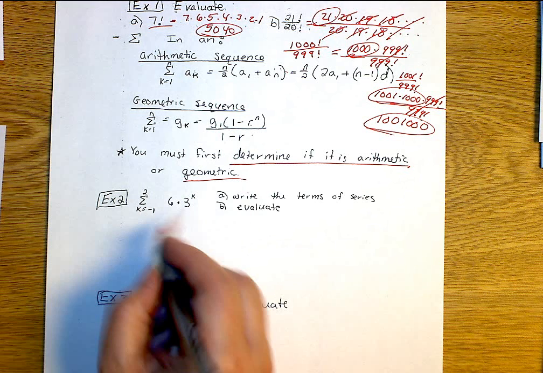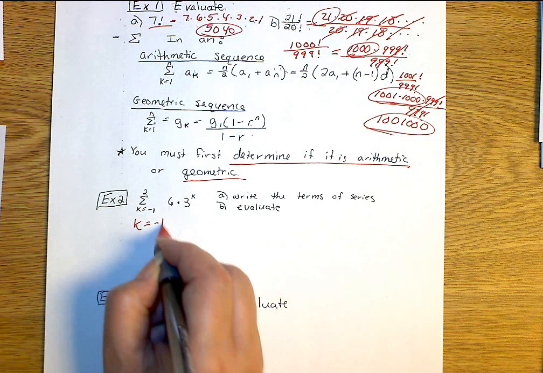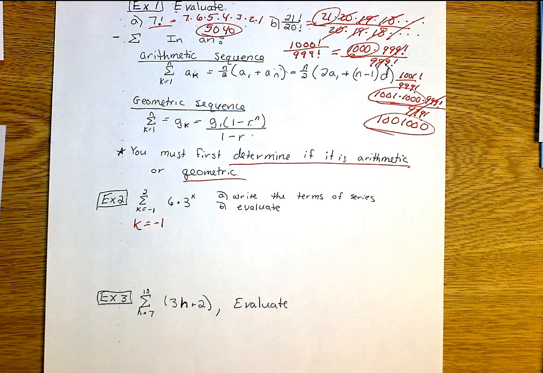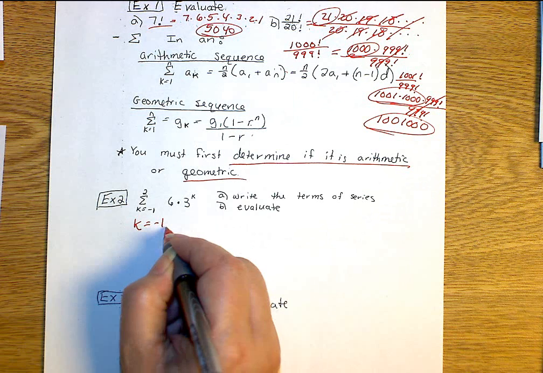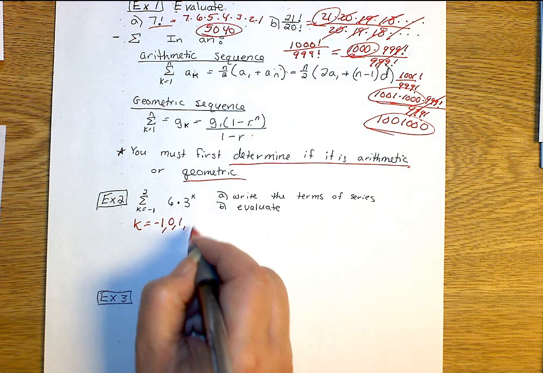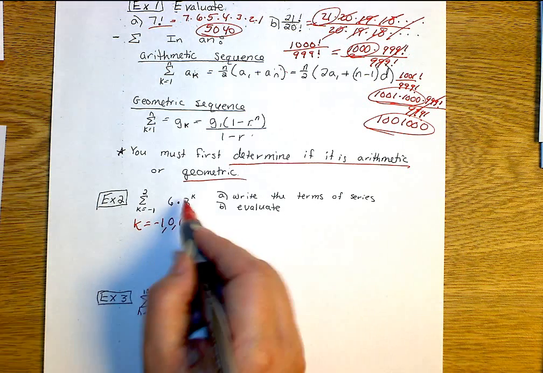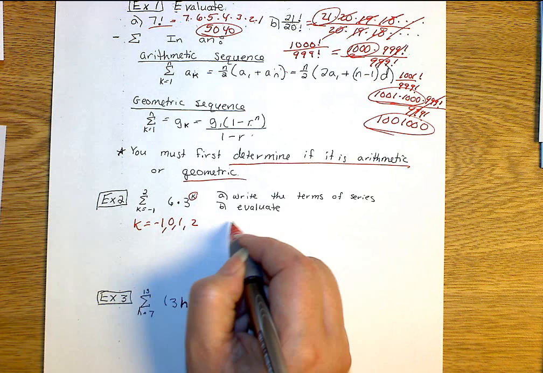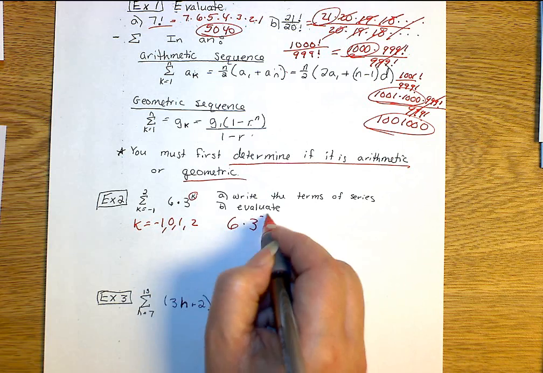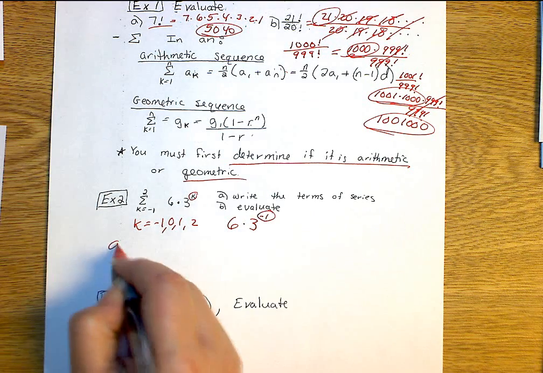So first of all, what is my numbers from -1 to 2? We have -1, 0, 1, and 2, because it's all of those numbers. So you are plugging in for k, so you have 6 times 3 to the -1. And then we're going to keep changing this to get our sequence.